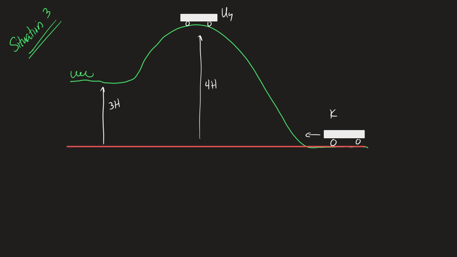So I'll set these equal and get mg times 4h equals 1/2 mv squared. And this is the minimum speed to make it over the top of the hill. Cancel out the m's and multiply by 2 and take the square root. And I think I'm going to get the square root of 8gh.